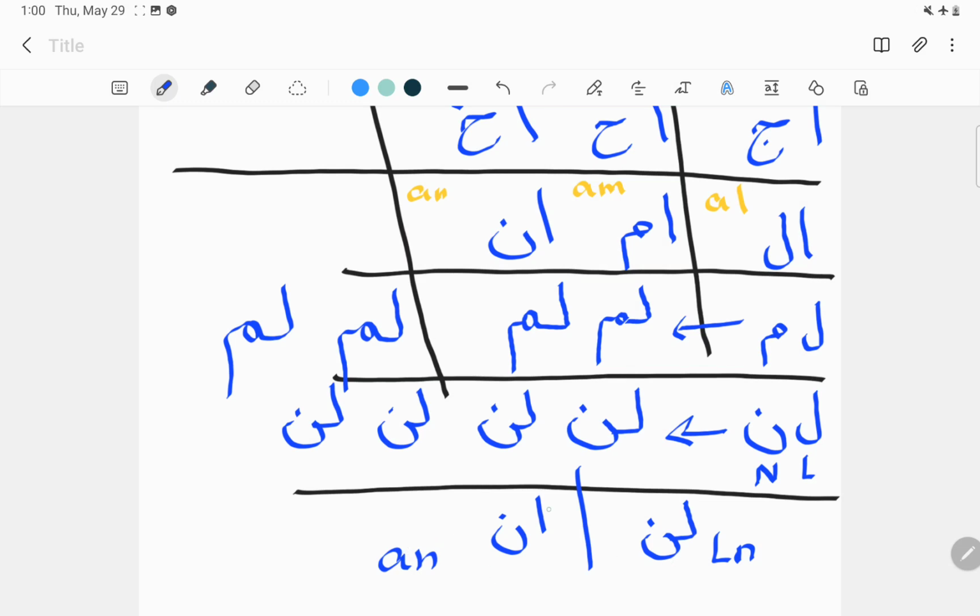So the letter Alif is not connected to the one after it. But the letter Lam does connect in here. See this connection? Right. Alright, let's move on.